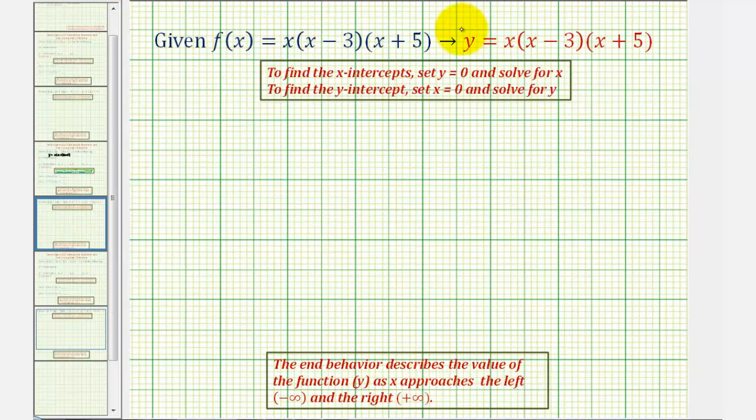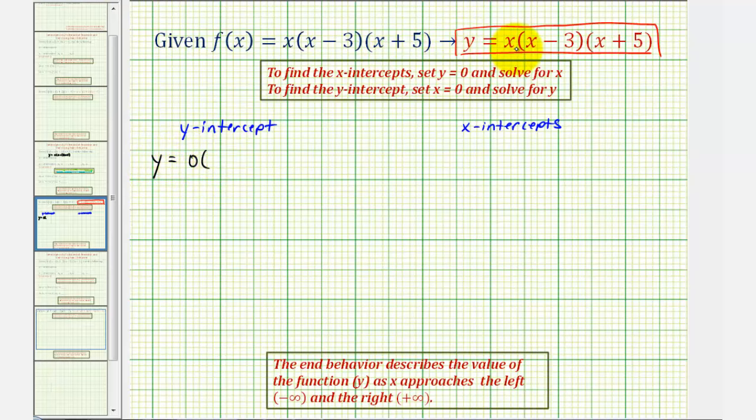And again, let's go ahead and use this form of our equation where we replaced f of x with y. So to find the y-intercept, again, we'll set x equal to 0, so that would give us y equals 0 times 0 minus 3 times 0 plus 5. So we have y equals 0 times negative 3 times 5, which of course is 0. So our y-intercept equals 0, which would be the origin.